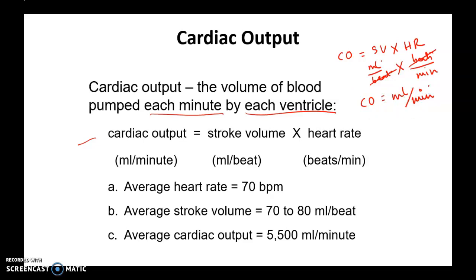So essentially beats cancel out, so we have cardiac output in mils per minute. So it's the amount of blood in milliliters that is ejected out of each ventricle in 1 minute. That's cardiac output. Few other things: the average heart rate of human beings is 70 beats per minute. The average stroke volume is about 70 to 80 mils per beat. And average cardiac output in a healthy individual is about 5 liters per minute. I just go with 5 liter per minute to simplify things.